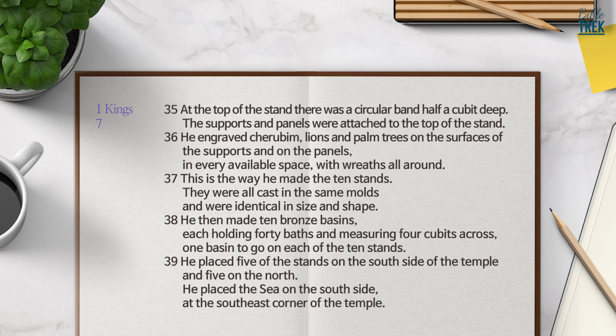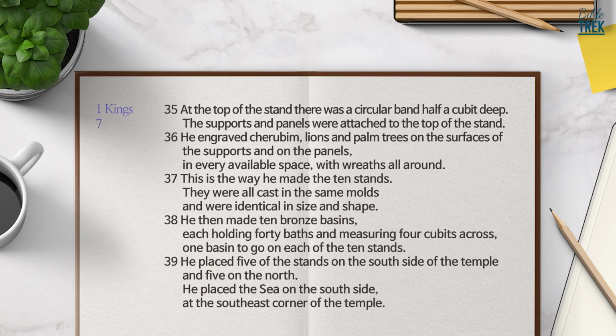The supporting panels were attached to the top of the stand. He engraved the cherubim, lions, and palm trees on the surfaces of the supports and on the panels in every available space, with a wreath all around. This is the way he made the 10 stands. They were all cast in the same molds and were identical in size and shape. He then made 10 bronze basins, each holding 40 baths and measuring 4 cubits across, 1 basin to go on each of the 10 stands.